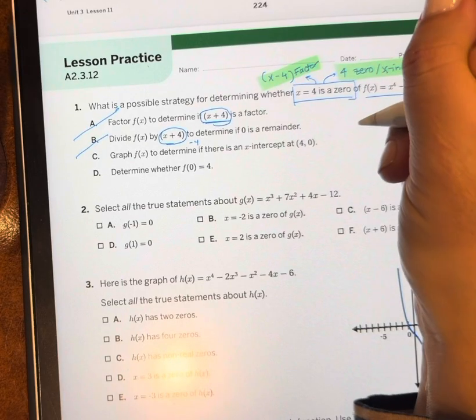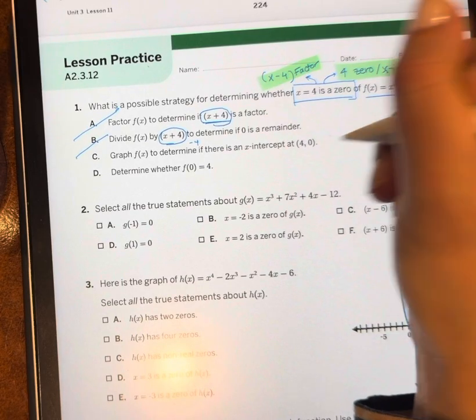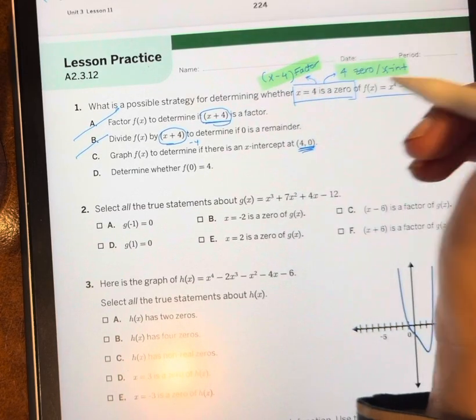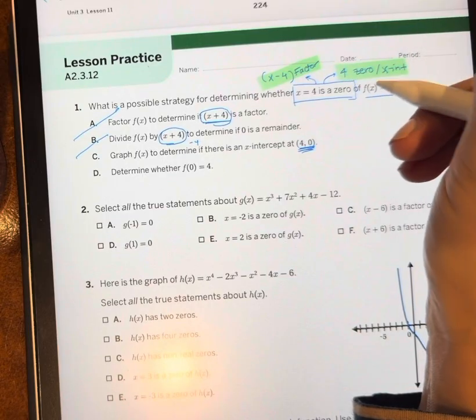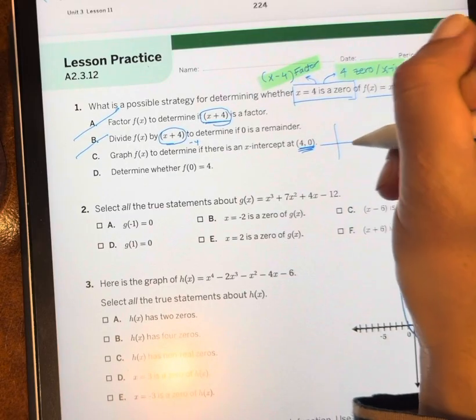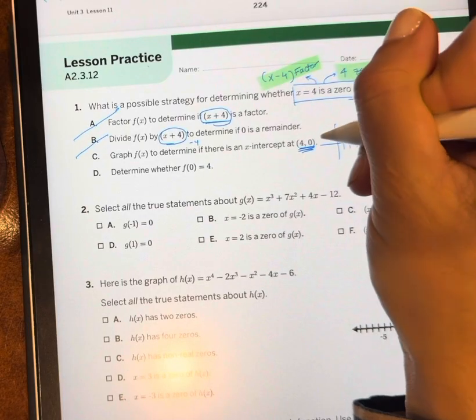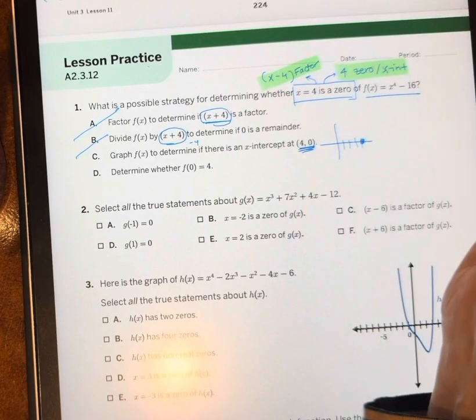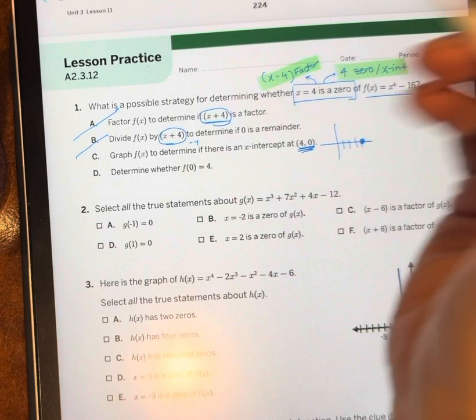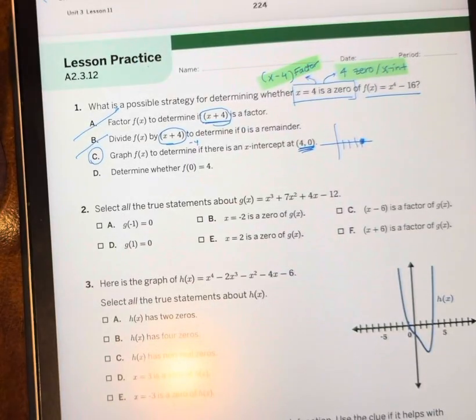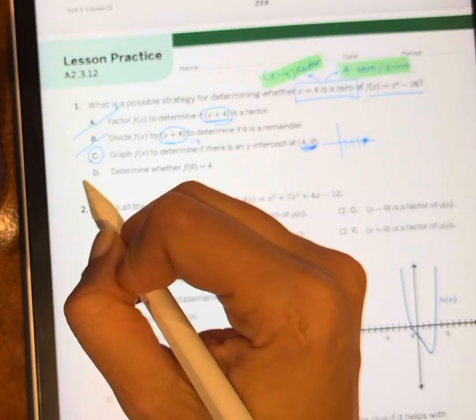Graph f of x to see if there's an x-intercept at 4. Okay, bingo. That would work. All right, if we graph it and at 4 this thing crosses the x-axis, then absolutely that would mean that 4 is a 0. That's like the definition. Okay. And then also determine whether f of 0 is 4.